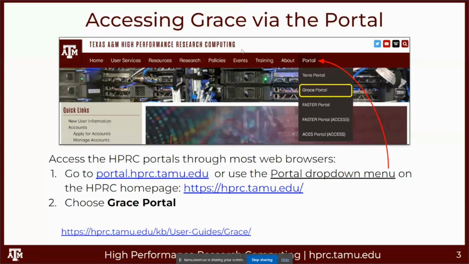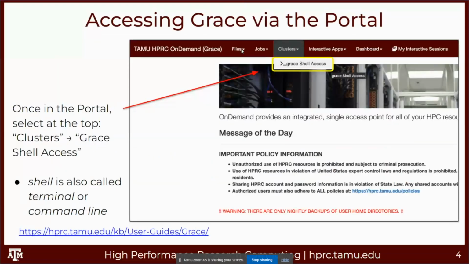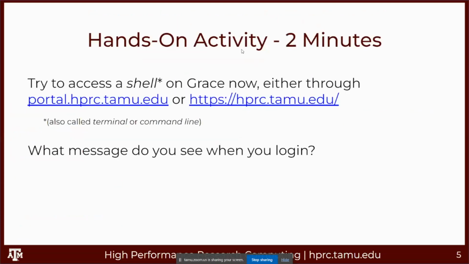So you can access the portal through there, and then the majority of your work you're going to be doing through the shell. This is also called the terminal or the command line. You can go to the portal, do the little drop-down menu for the clusters, and just click Grace Shell Access. So now I'm going to show you myself how to access these things. Follow either one of these links and we're going to make sure that everybody has access to the terminal before we move on.